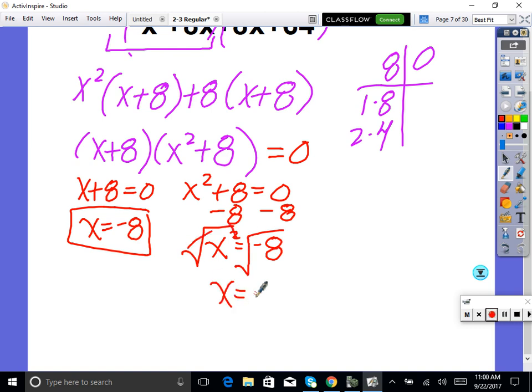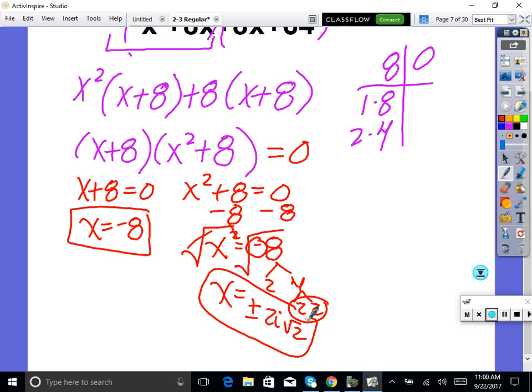Shouldn't we break that down by hand? Yep, you're way ahead of us. So when we pull out 2 and an i, we'd have plus and minus 2i root 2. Let's count how many solutions we had. 1, 2, 3. That's degree 3, so we're good.